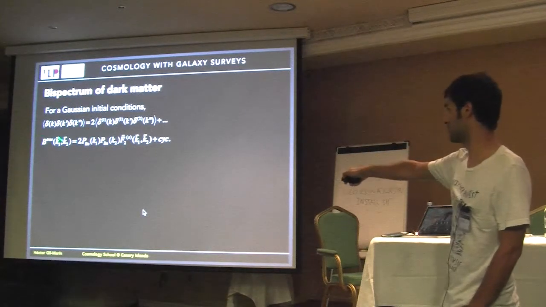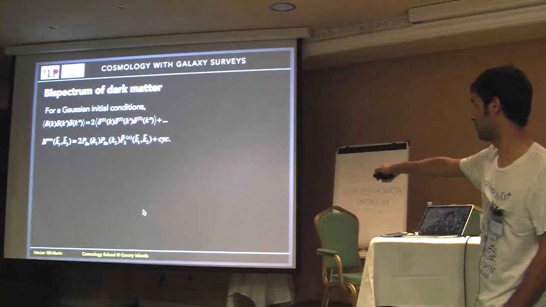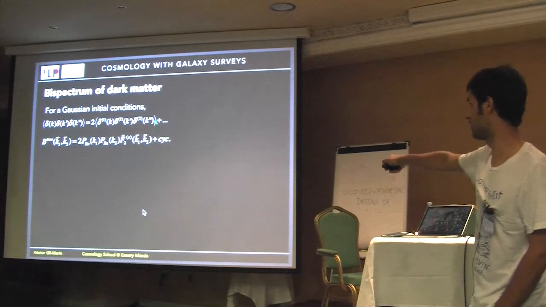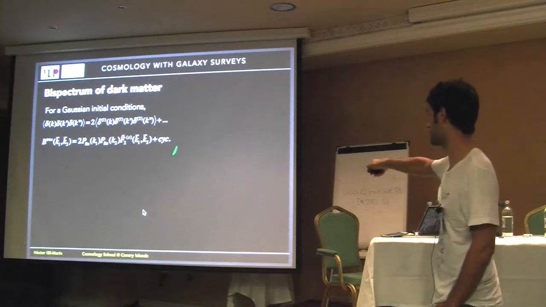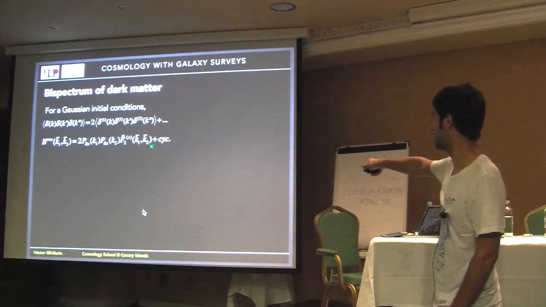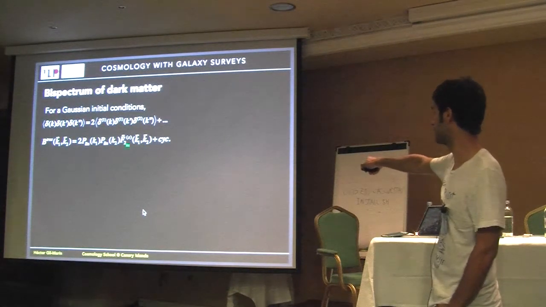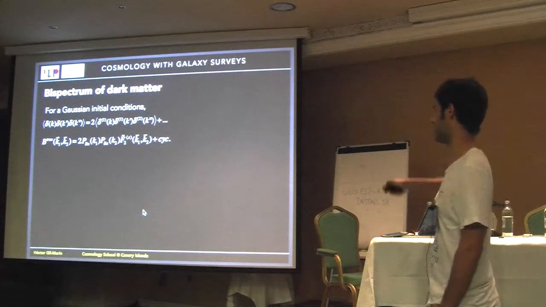The tree-level bispectrum is expressed as the product of the linear power spectrum of these two, K1 and K2, and then this kernel here. Plus the cyclical terms, which means changing, for instance, K2 by K3, and then K1 by K3. So you will have 1, 2 here, 1, 3 here, and then 2, 3 there.